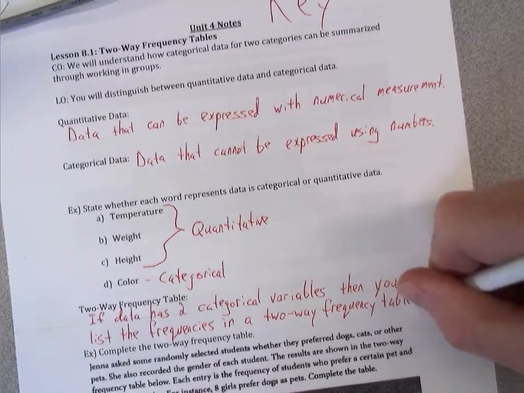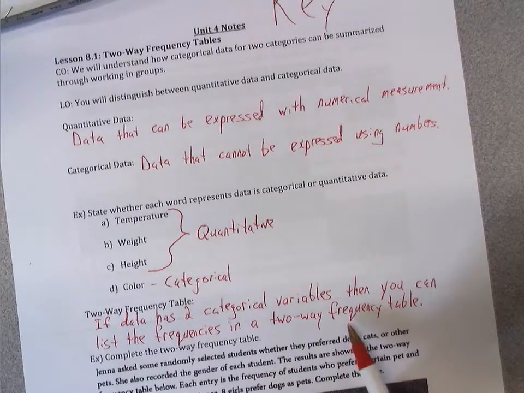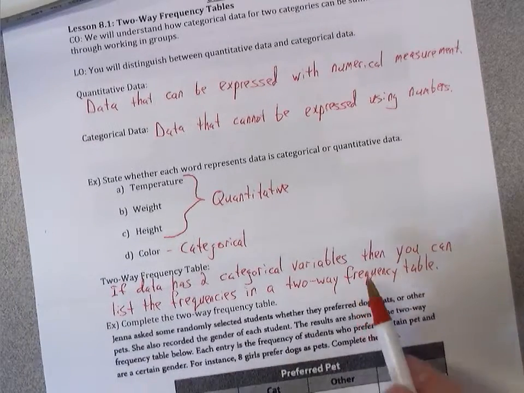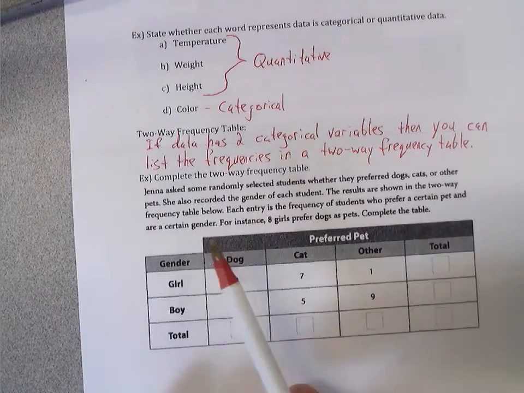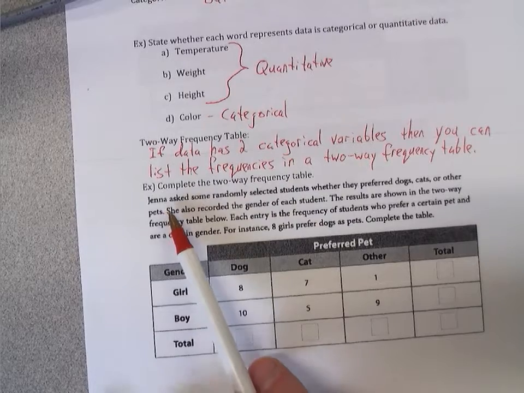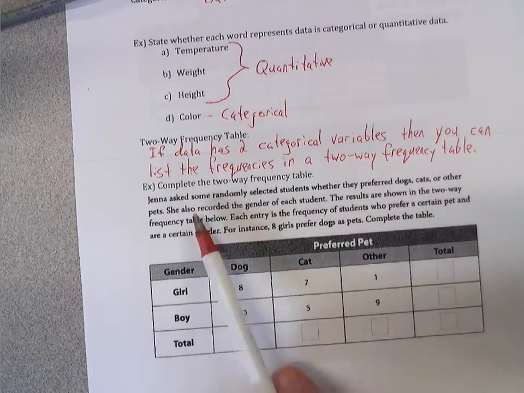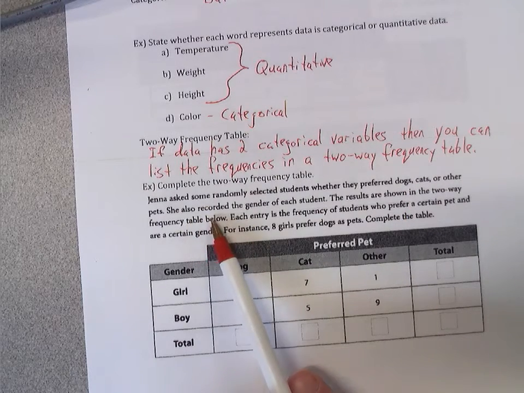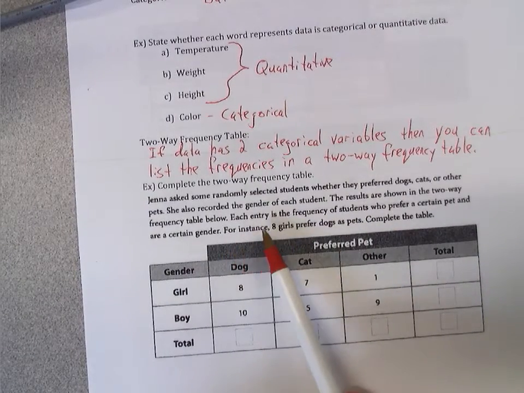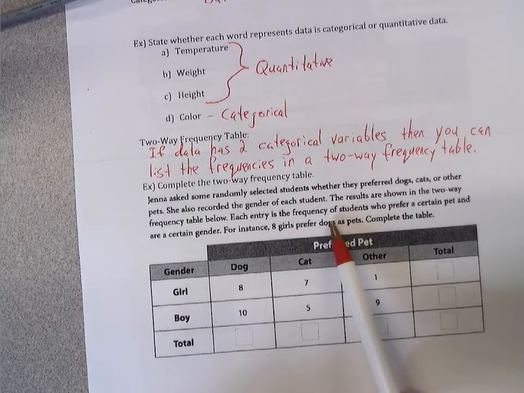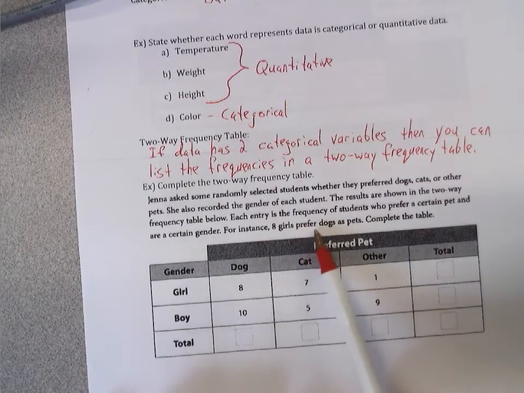And when we talk about frequency, frequency is just how often something happens. So that's frequency, think of frequent, right? How frequent is it that an event occurs or comes up or can be counted, okay? So we're going to try the first two-way frequency table. It says Jenna asked some randomly selected students whether they preferred dogs, cats, or other pets. She also recorded the gender of each student. The results are shown in the two-way frequency table below. Each entry is the frequency of students who preferred a certain pet and are a certain gender. For instance, 8 girls prefer dogs as pets. Complete the table.